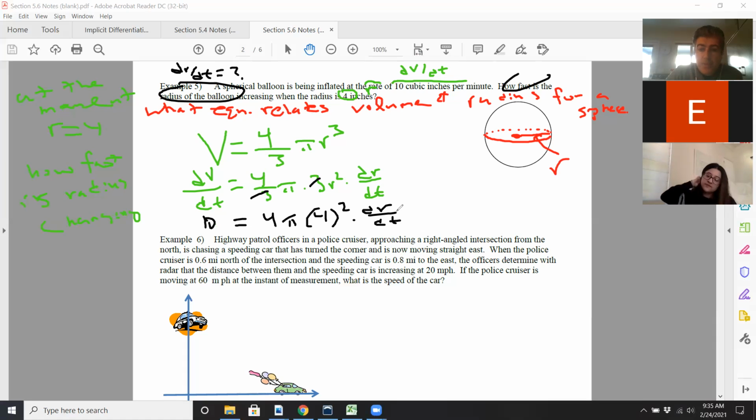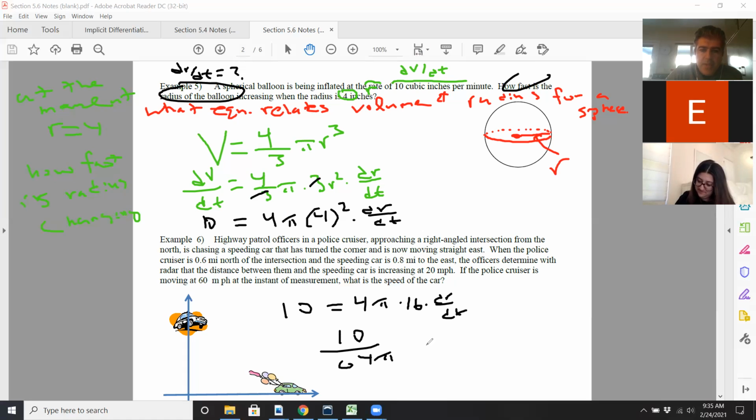And then the fourth step is just algebra at this point. 10 equals 4 pi times 16 times dr over dt. You could divide everything by 64 pi. And don't forget the units. It's going to be inches per second. Sorry, inches per minute.